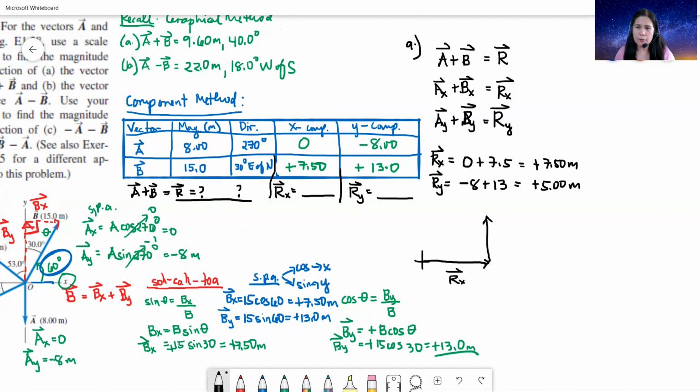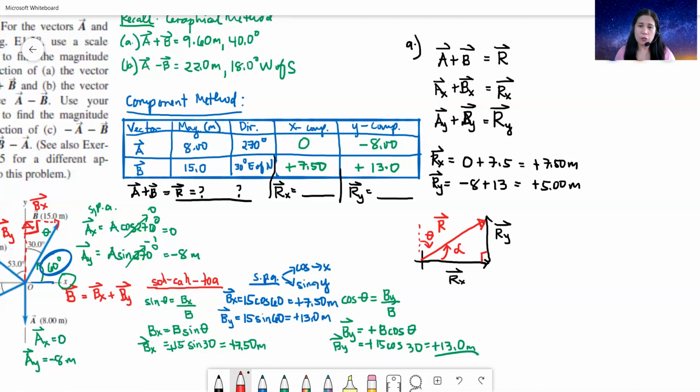So I'll draw it head to tail. This is now my Ry. And then I'll connect the starting point to the end point. And this is now my R, which is equal to A plus B. And then I can get this angle and probably call this alpha. Or I can also get this angle and call it theta. If you notice, X and Y always make a 90-degree angle.